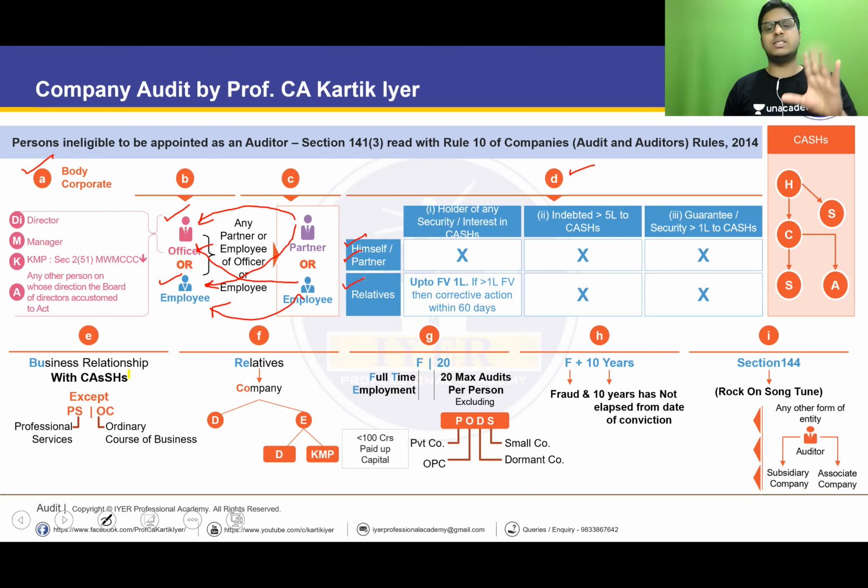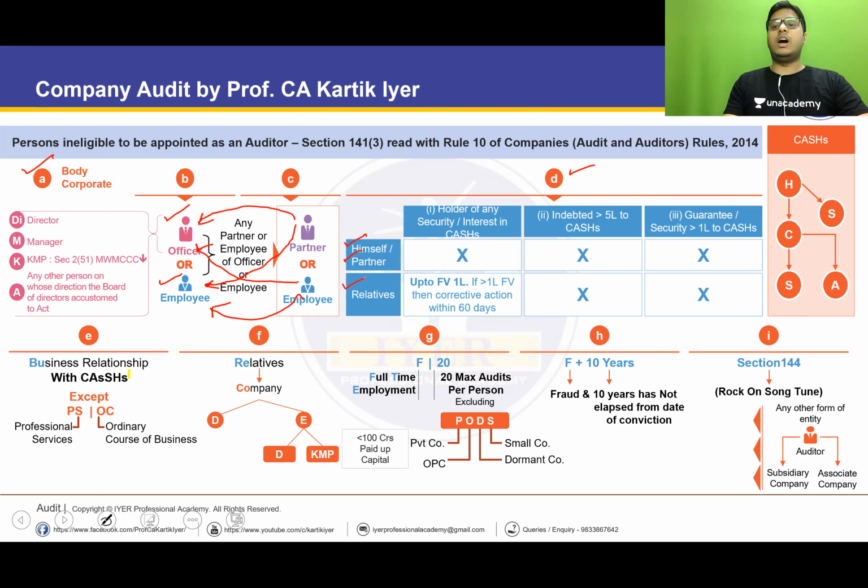Next is if himself, partner or relative are indebted for more than 5 lakhs to cash S, then that person cannot be the auditor. So if me or my partner or my relative are indebted for more than 5 lakhs to cash S, then I cannot be the auditor of the company. I'll be showing an example in relation to this.